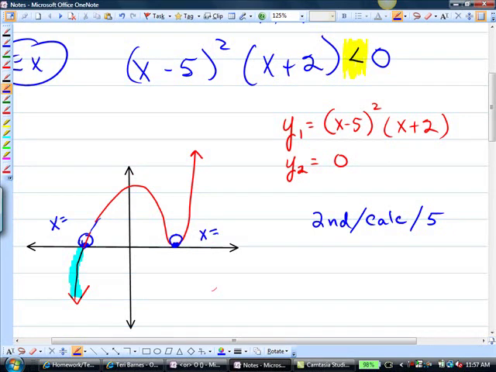Anybody get the one on the left? Okay. And this guy over here? Should be 5. Did you get 5 for that one?